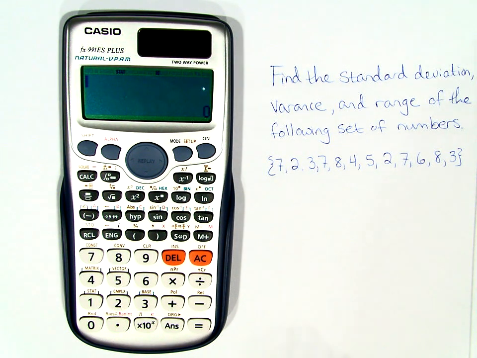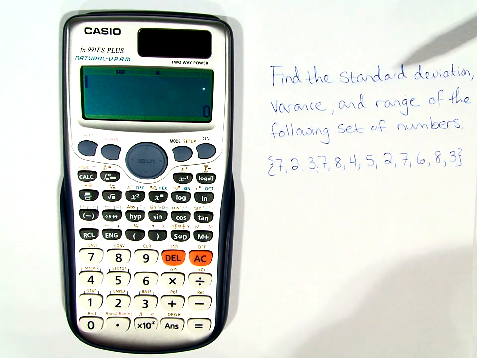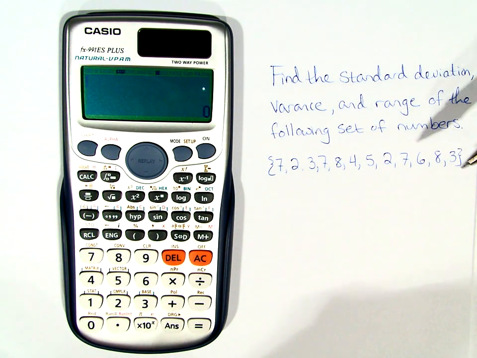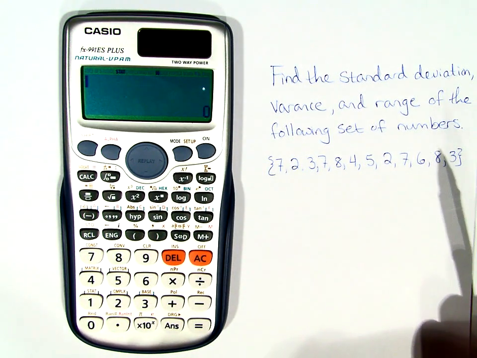The next bit that we're going to look at is how to find the standard deviation, variance, and range of the following set of numbers. The good news is that these are the same numbers we used in our last example, so we don't have to clear out our table of values yet. However, if you're watching this for the first time, please pause this and take a moment to put this data into your table of values.